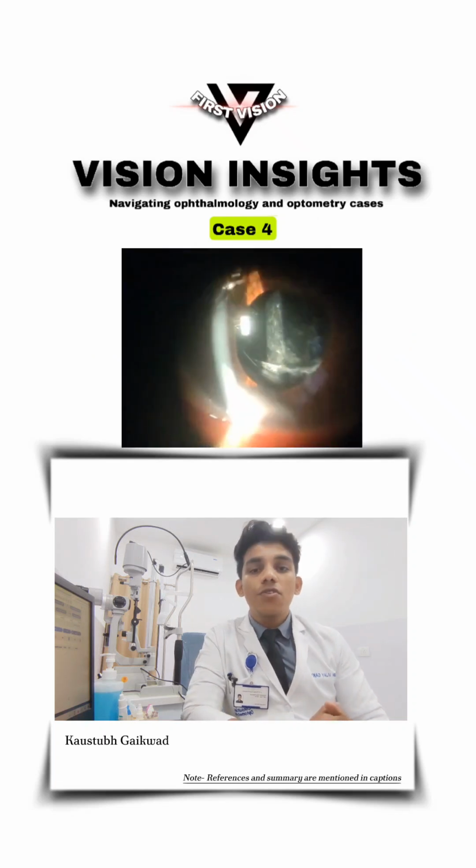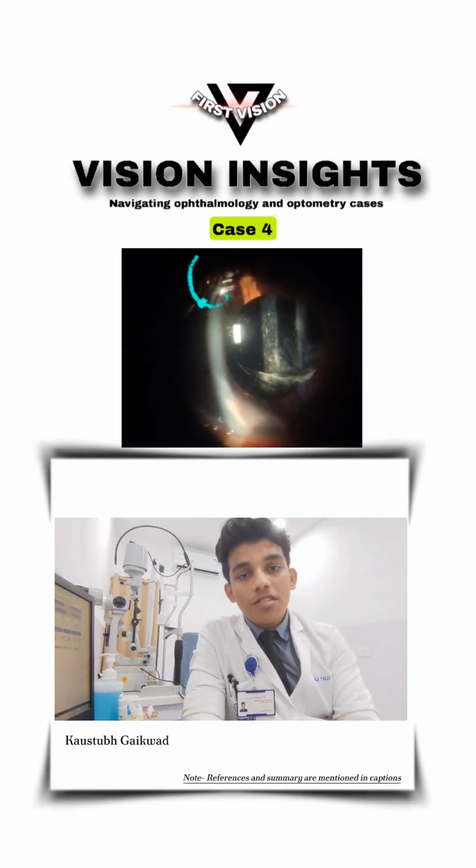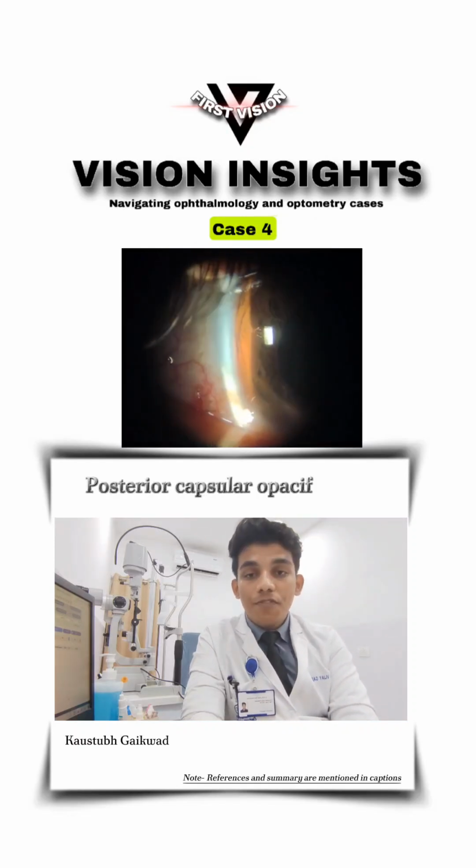As you can see in the video, when we are looking through the dilated pupil, we see the lens is not clear. Something whitish has formed on the lens. This is called posterior capsular opacification.